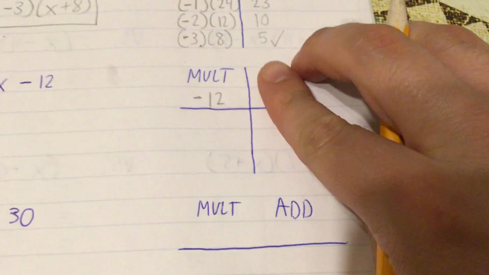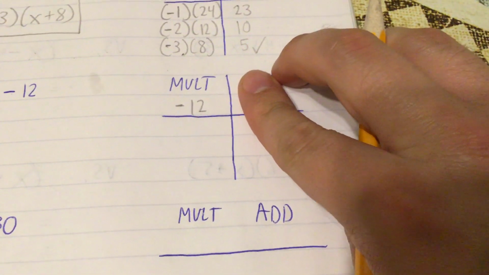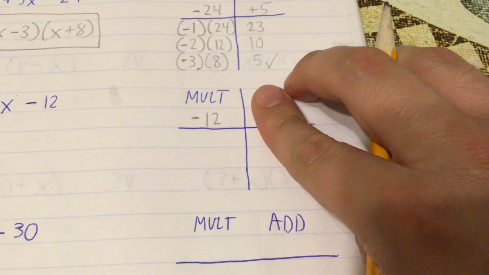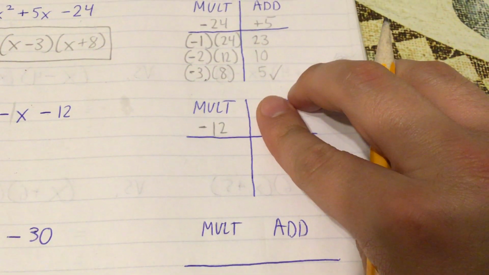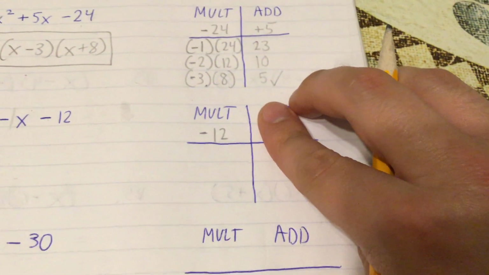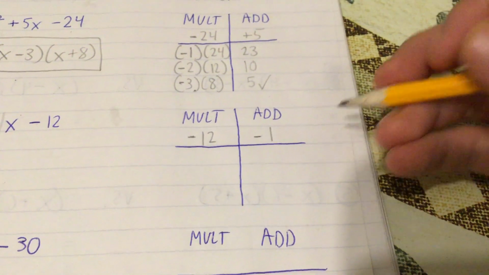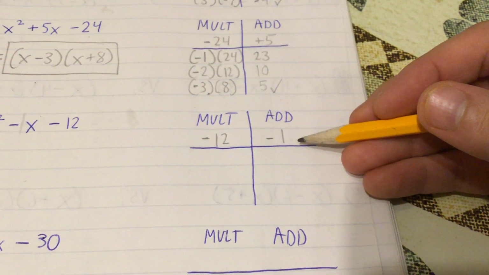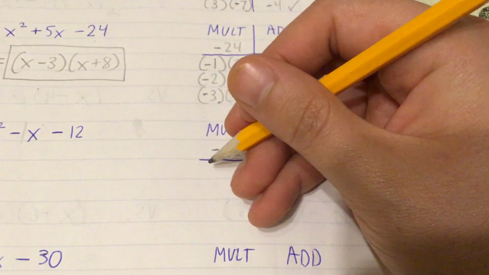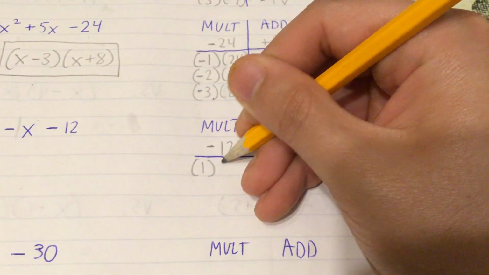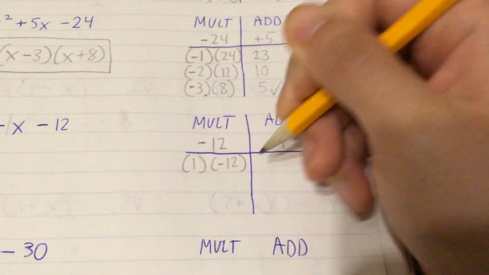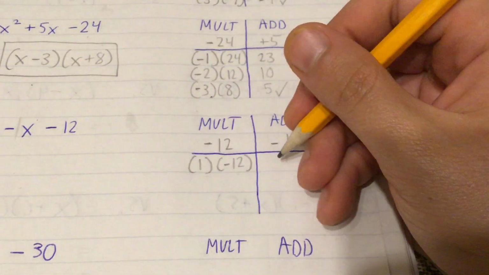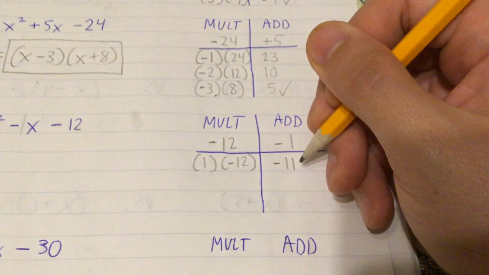So I'm going to cover up the right column. How do I multiply to negative 12? Positive, positive, negative, negative, or 1 positive, 1 negative? 1 positive, 1 negative. I'm going to uncover the second column. Which is going to be stronger, the positive or the negative? The negative. So therefore, I'm going to start writing weak positives and strong negatives. 1 times negative 12 is negative 12. 1 plus negative 12 is negative 11. That's not what I want.